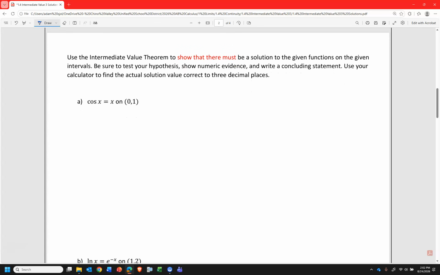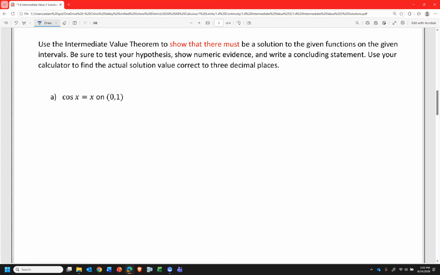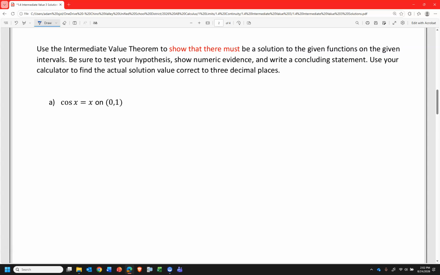So here it says use intermediate value theorem to show there must be a solution to the given function on the given interval. Now, weirdly, people will often think, well, if I find where cosine of x is equal to x, then I've proven this. And that's true and that's normal life, but we definitely have to use the intermediate value theorem. Okay, so cosine of x equals x on 0 to 1.